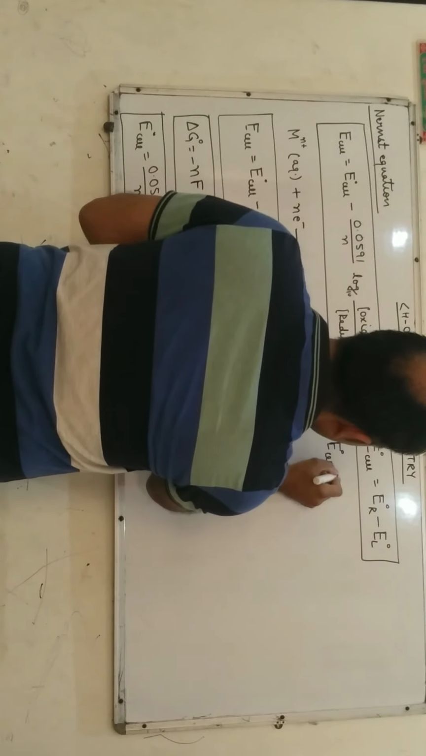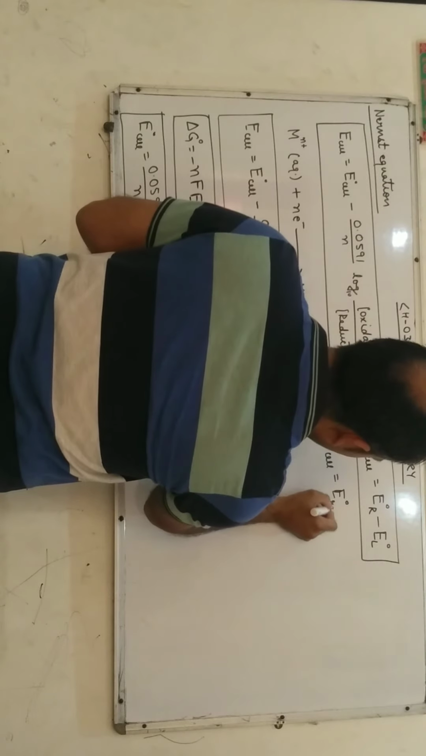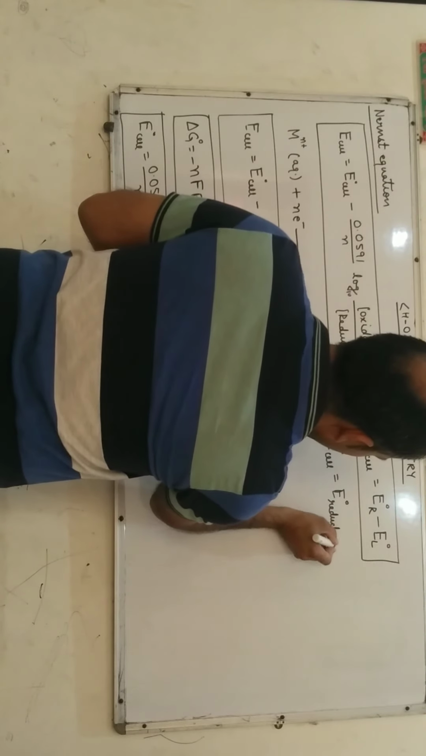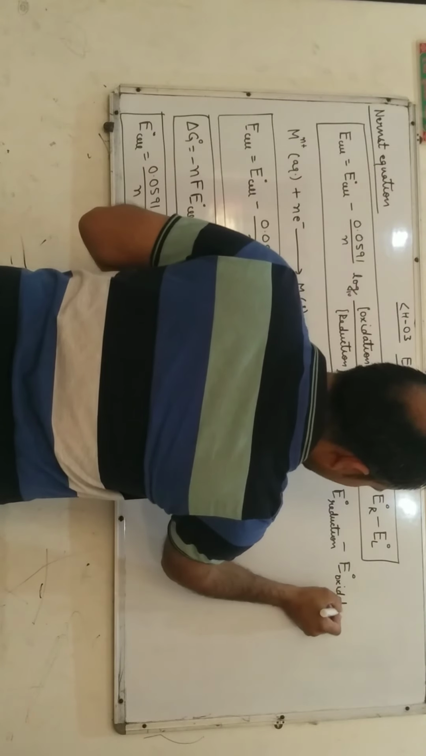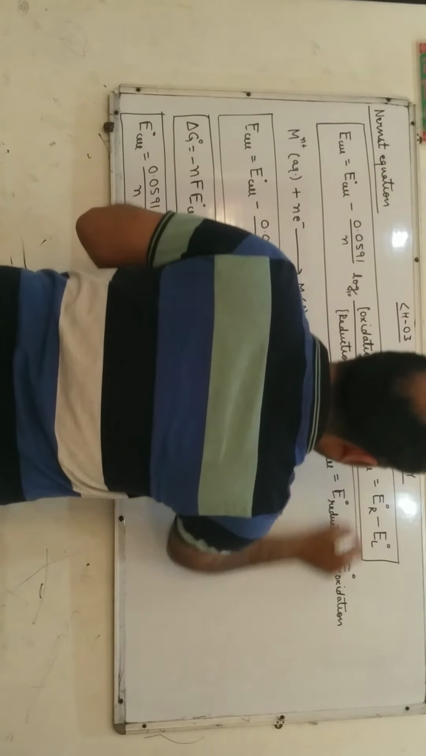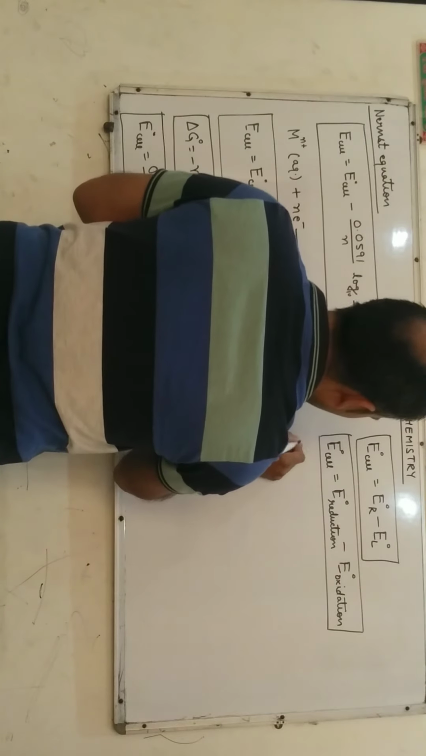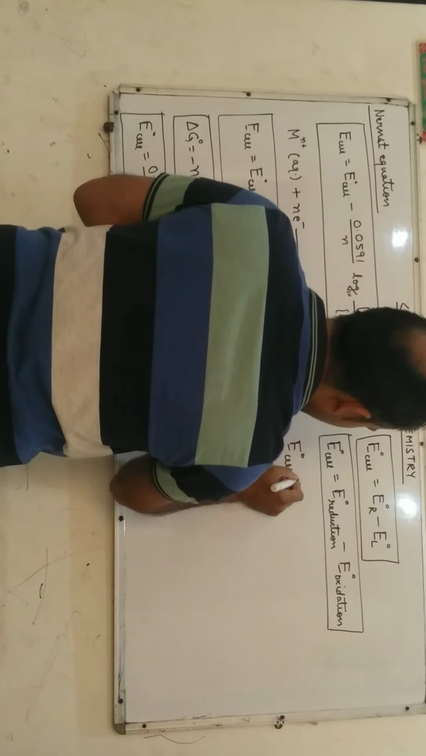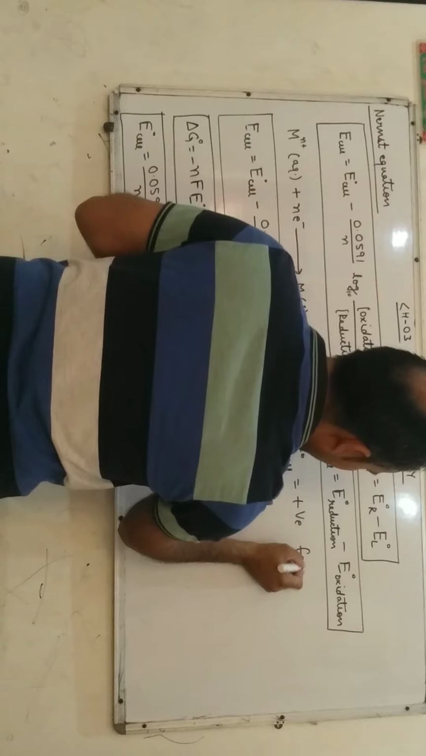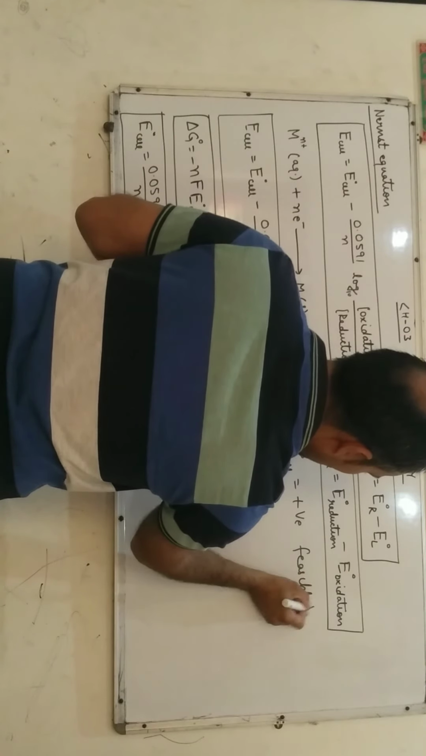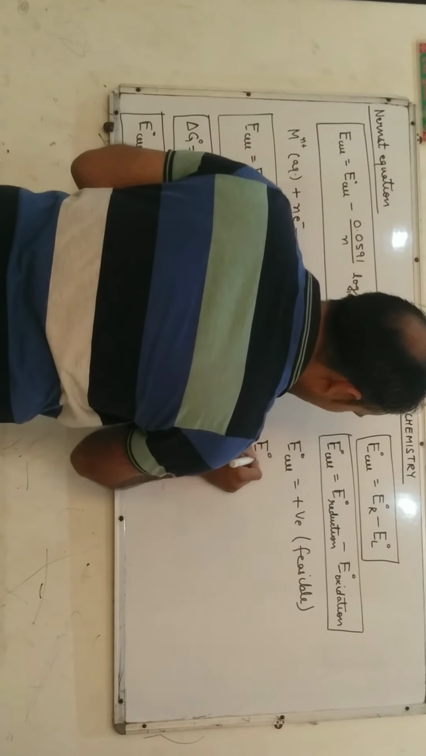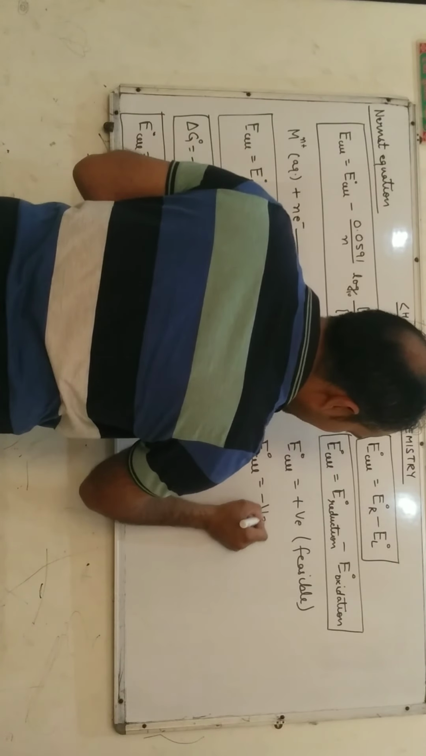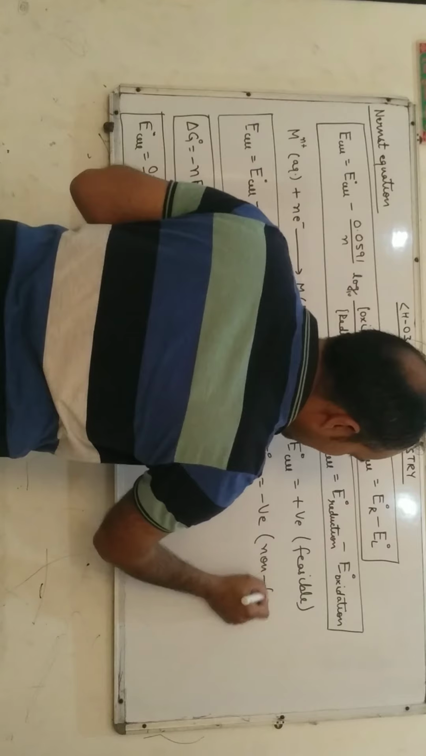You can write it in this manner also: E naught cell is equal to E naught reduction minus E naught oxidation. It should be noted the reaction is feasible only if the value of E naught cell comes out to be positive. If the value of E naught cell comes out to be positive, then the reaction is feasible. If the value of E naught cell comes out to be negative, then the reaction is non-feasible.